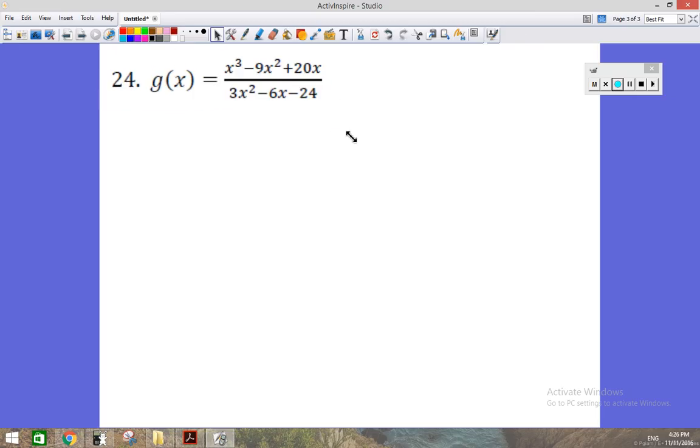If we're finding the x-intercepts, we want to write this in factored form. The greatest common factor in the numerator is x, and the denominator is 3.